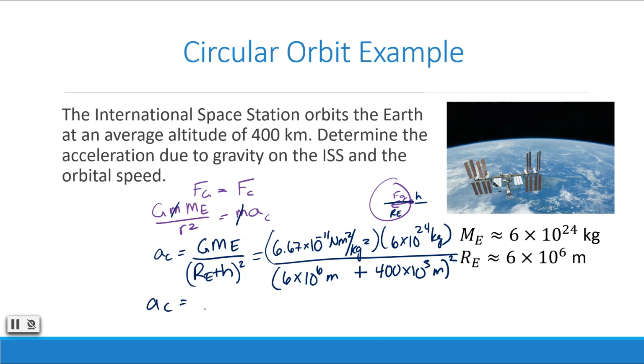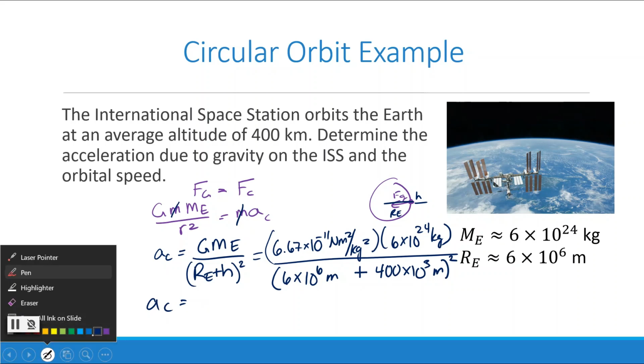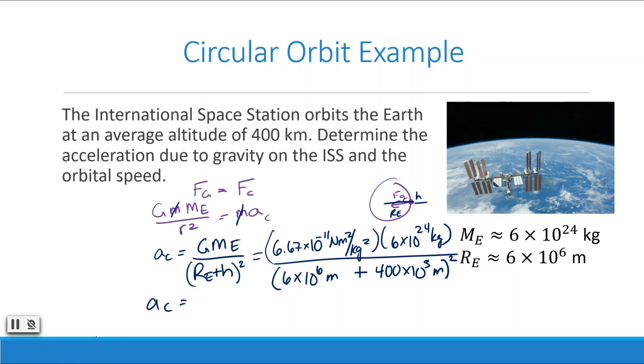is only about 9.78 meters per second squared. So even though they're up in space, they still have nearly the same acceleration as on Earth, because they really haven't gotten very far away.